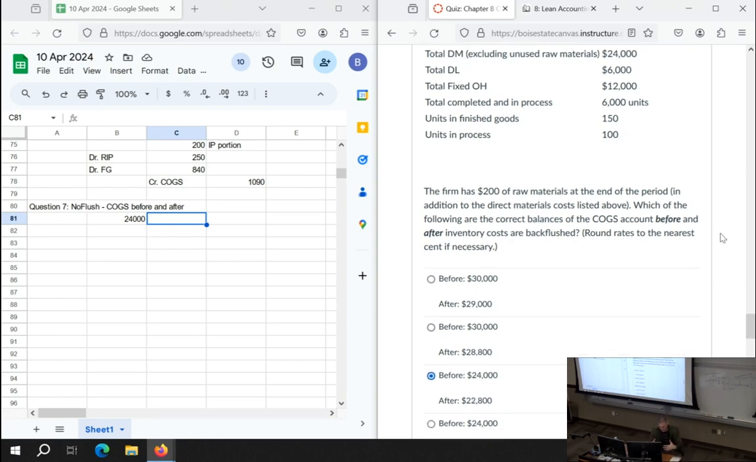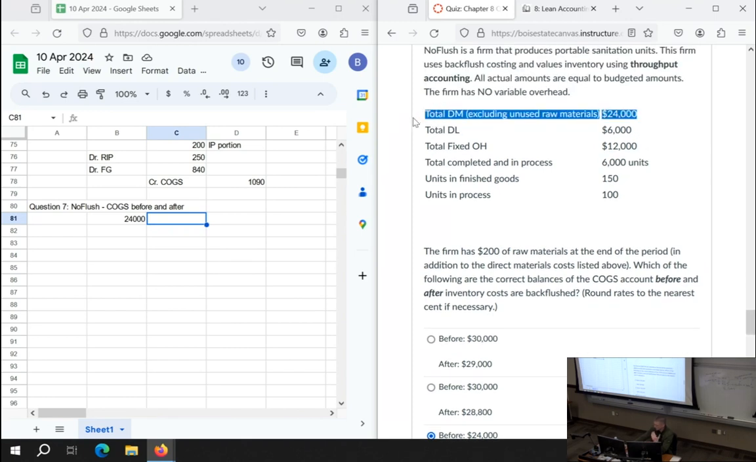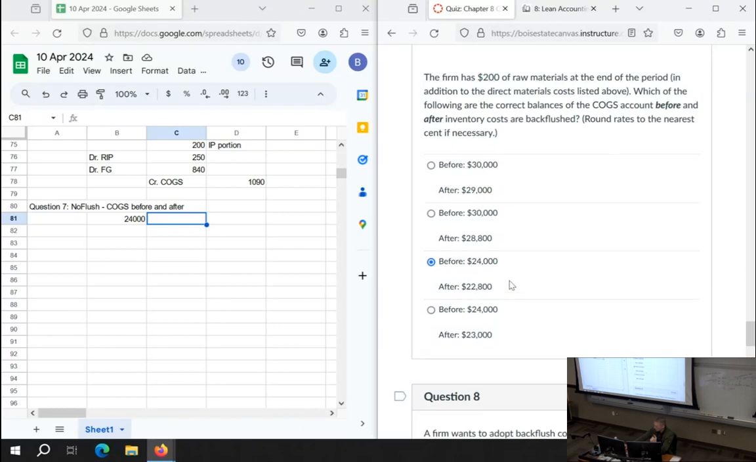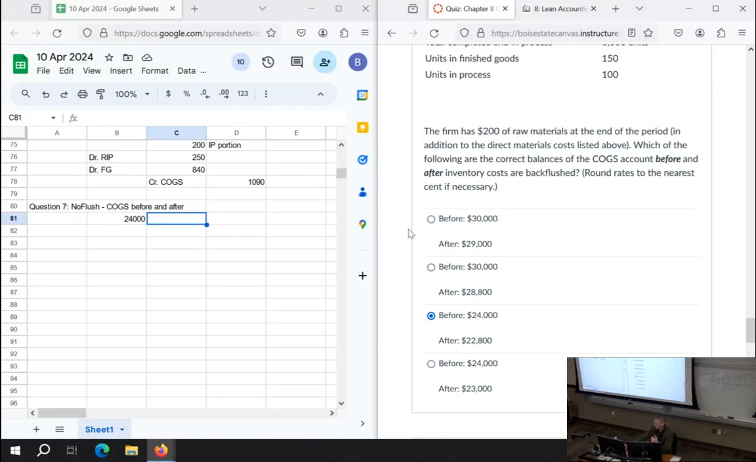So again, there's a pedagogical logic here: if you know these factoids, these sub-learning objectives about backflush and lean accounting in general, you can get to a very good guess without doing a lot of the grunt brute force calculations. I know it's throughput accounting, so it should only include this before COGS. I can rule it out to this and this. Well, those two differ. The after COGS differs by $200. Probably the one that's $200 lower incorporates the portion right there.